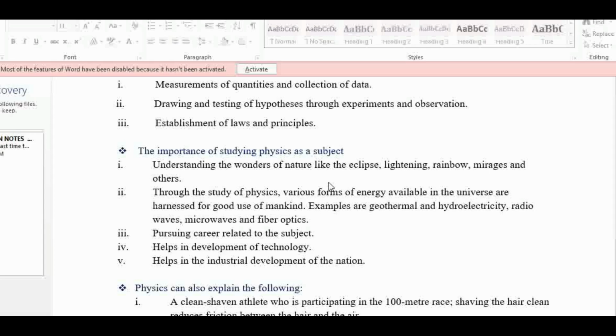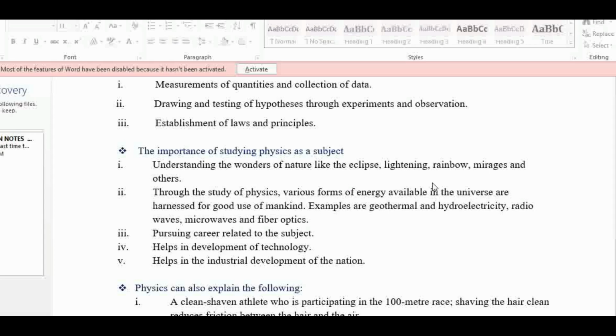So wonders of nature, these are things that we are just born and then we found them happening. Like for example, when it rains, we normally see lightning. So through the study of physics, you'll be able to know why is it that we normally have lightning when it is raining. You'll be able to understand the eclipse. Under eclipse, we have the solar eclipse, we have the lunar eclipse, we have the annular eclipse. So through the study of physics, you'll also be able to understand the eclipse.